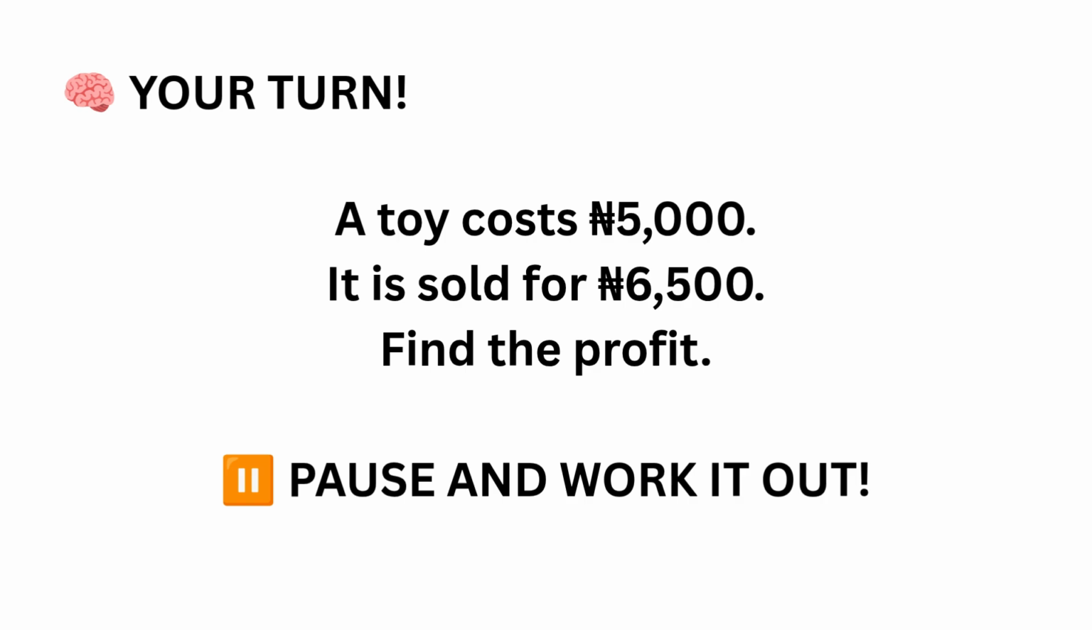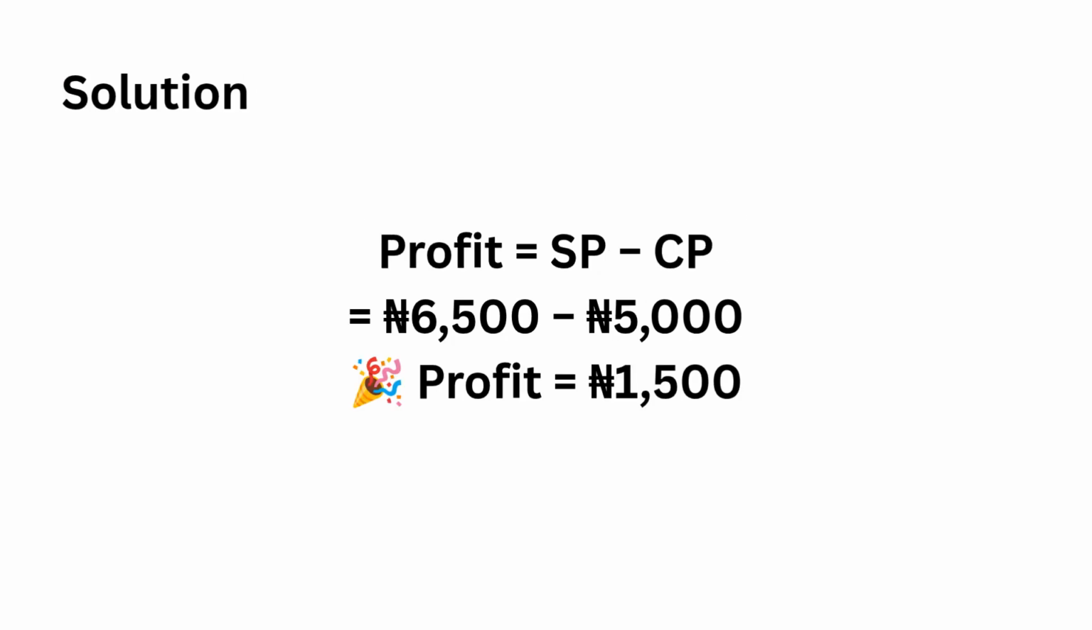Now your turn. A toy cost 5,000 naira and it sold for 6,500 naira. Can you find the profits? Pause the video and work it out. Profits equals selling price minus cost price, right? So 6,500 naira, which is the selling price, minus 5,000 naira, the cost price, equals 1,500 naira. That's your profit. So the profit is 1,500 naira.